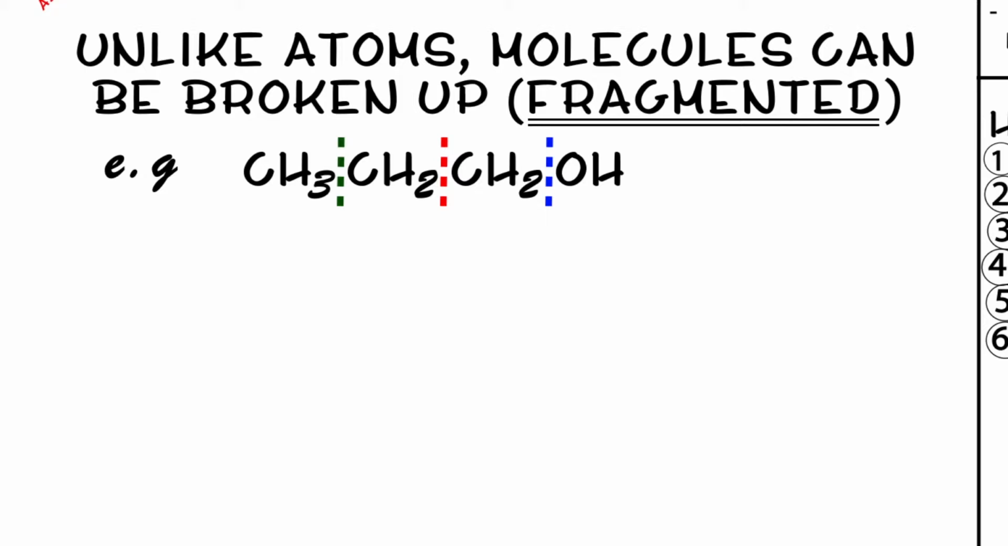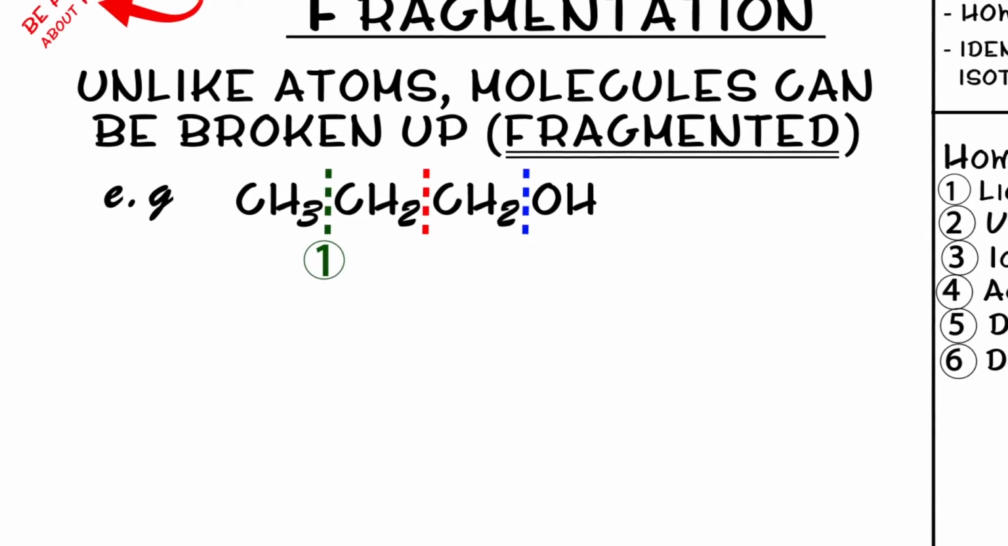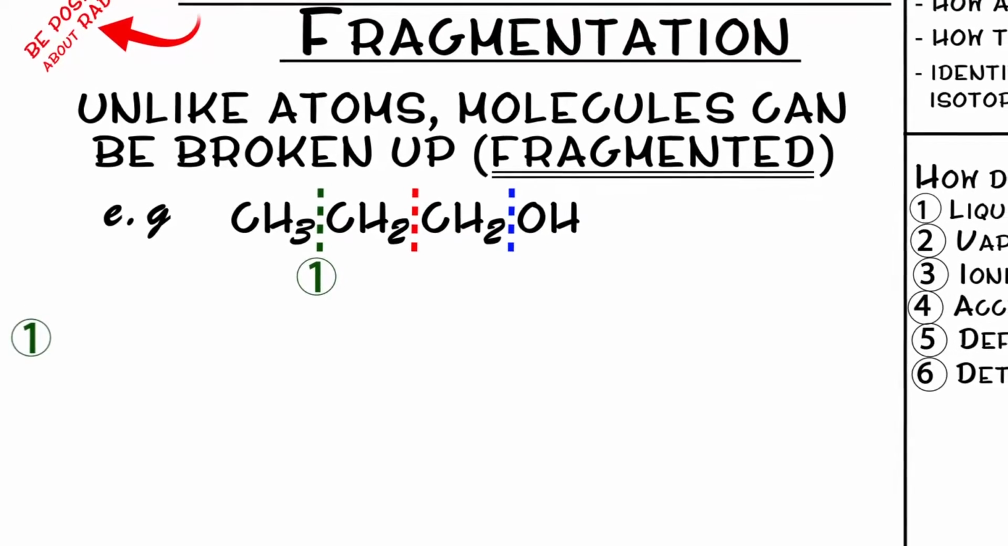And effectively, this is called fragmenting. We're breaking up the molecule. So we're going to see what fragments we can get and what influence that has on our mass spectrum down here as well. Okay, so we're going to look at the first one. So if we fragment at step 1, so I'll put that over there. This is step number 1.